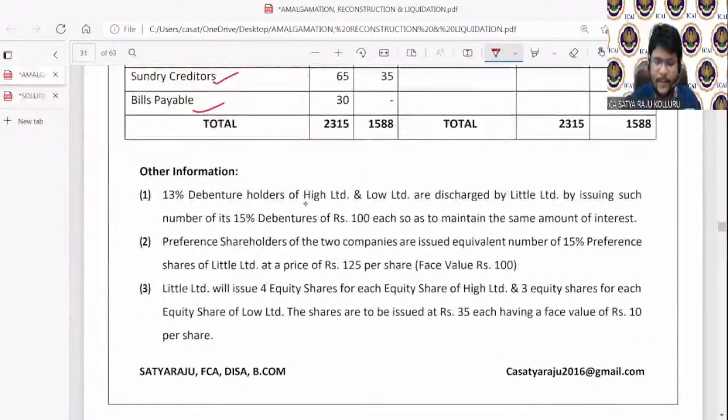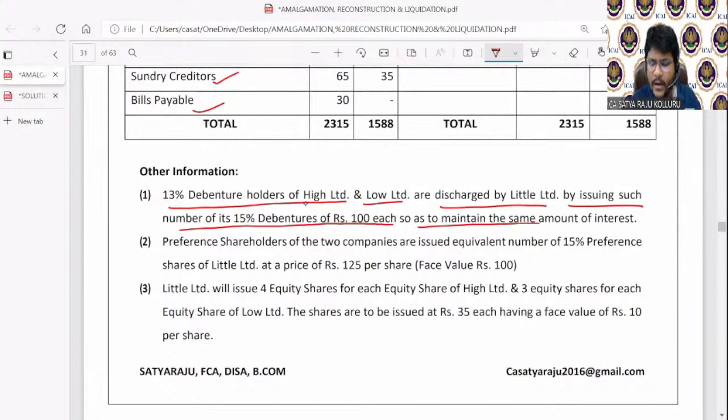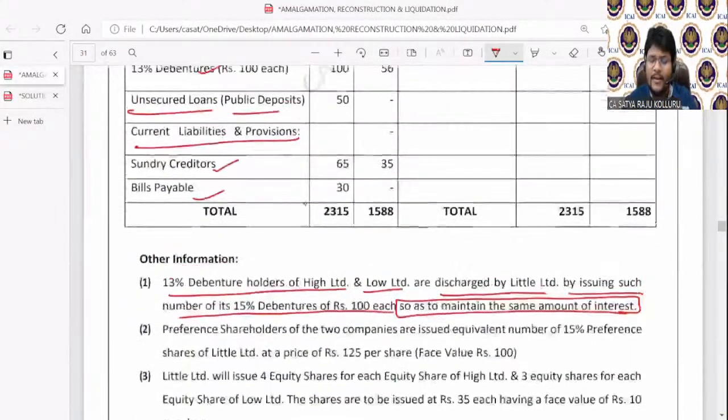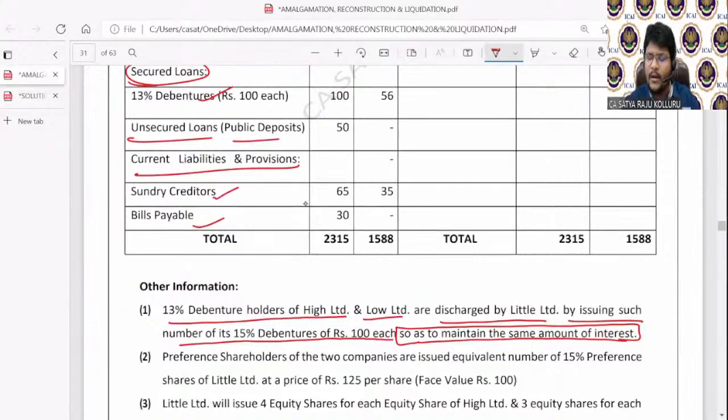Other information: the 13% debenture holders of High Limited and Low Limited are discharged by Little Limited by issuing such a number of its 15% debentures of 100 each, so as to maintain the same amount of interest. This is the catchy point. What do they require? Before or after the amalgamation, the existing debenture holders of High Limited and Low Limited want to get the same amount of interest.